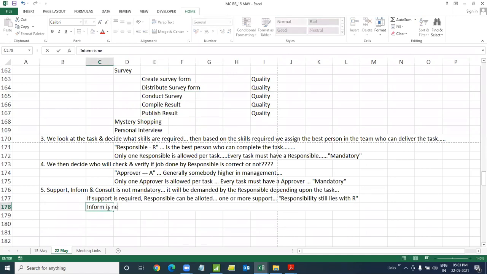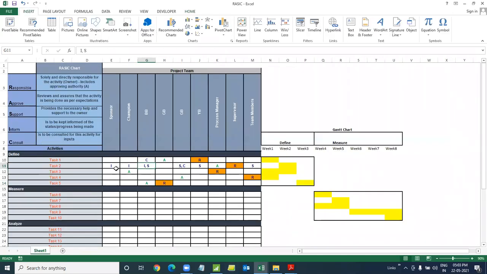Inform is need basis. If someone needs to be kept in loop, then choose inform. Like some activity that you're doing and you want to keep somebody in the loop that this guy needs to inform, whatever. So you mark I, multiple I's can be there. It's like marking a CC in an email. You don't mark copy to everyone. You mark copy to someone whom you want to inform about what is happening.